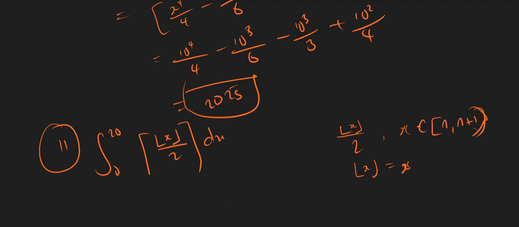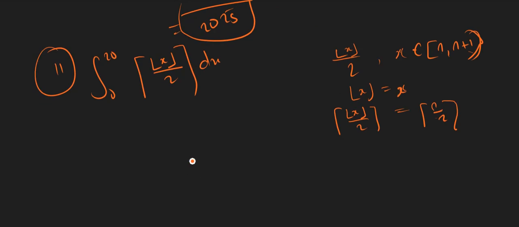So the ceiling of the floor of x over 2 would become the ceiling of n over 2 if we simplify this. So what we're going to do is split this. This is from 0 to 20. So we're going to split this integral from 0 to 1 of the ceiling of the floor of x over 2 dx.